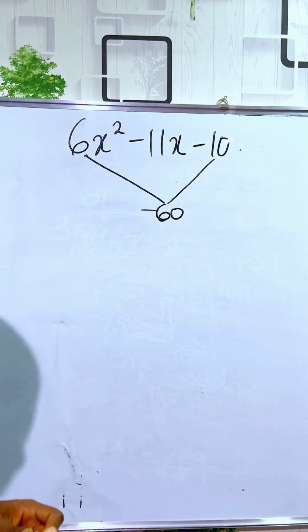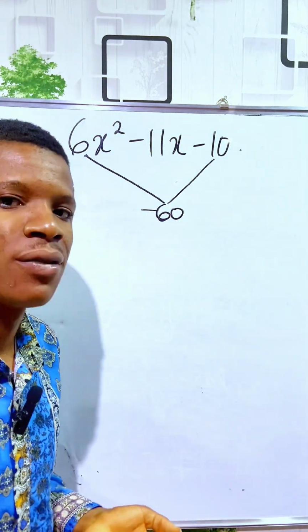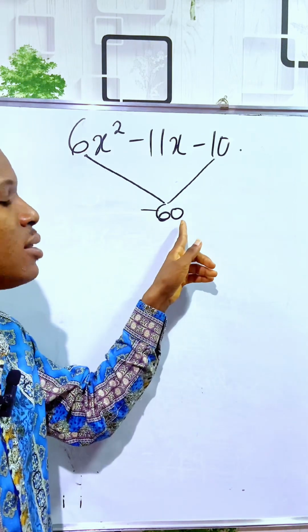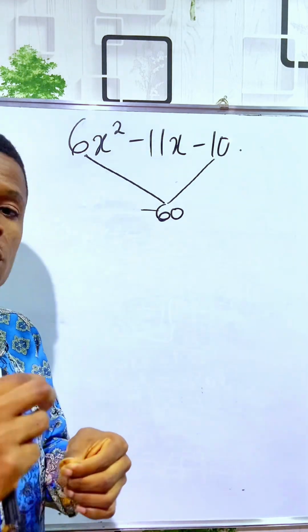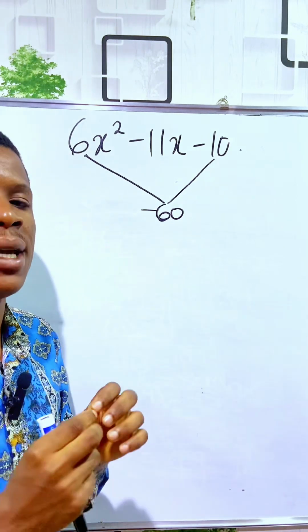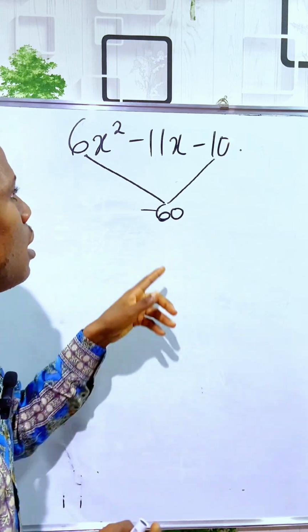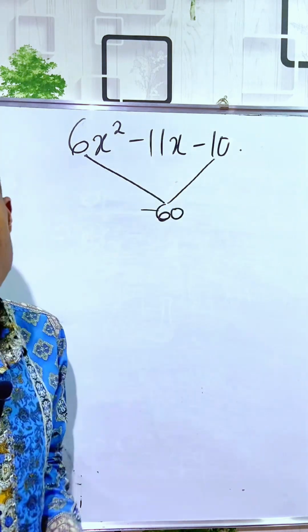That's the first thing. The next thing you are going to do is think of the factors of minus 60. You think of two numbers that multiply to give minus 60, and once you add them up, it gives you what? Minus 11, which is the middle term.